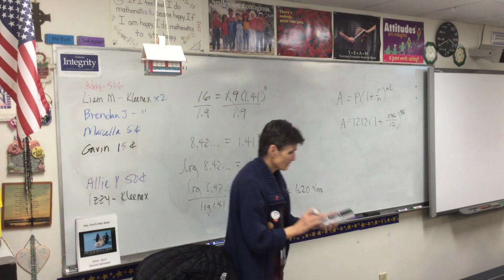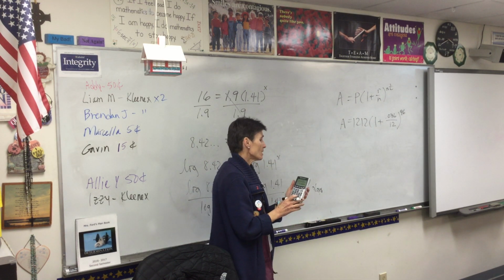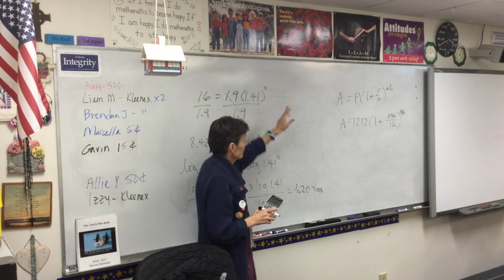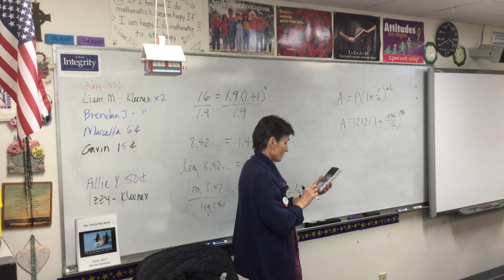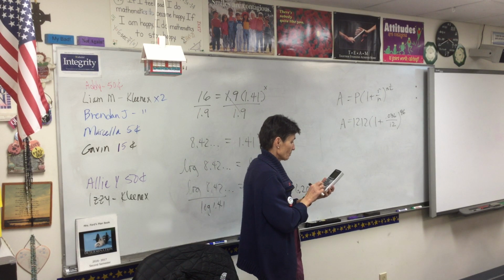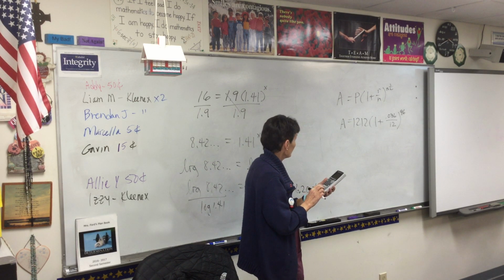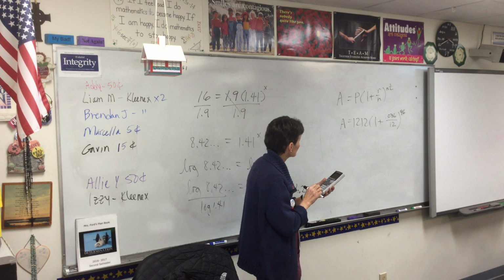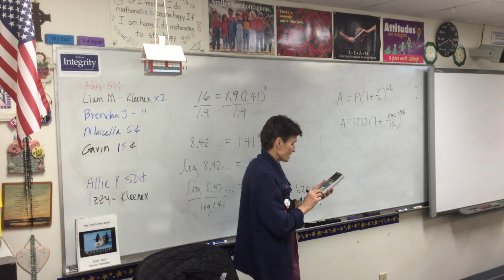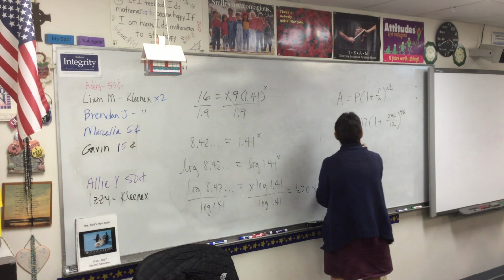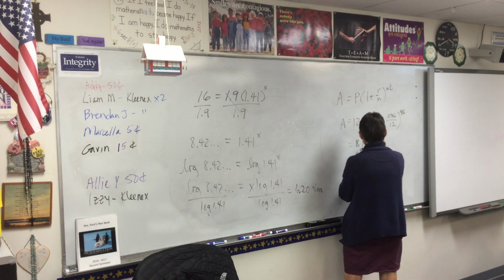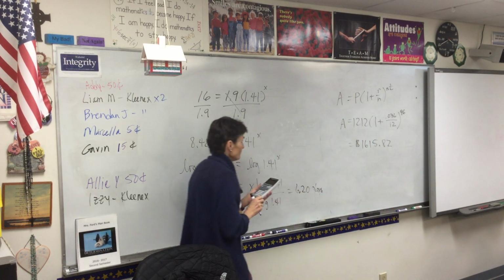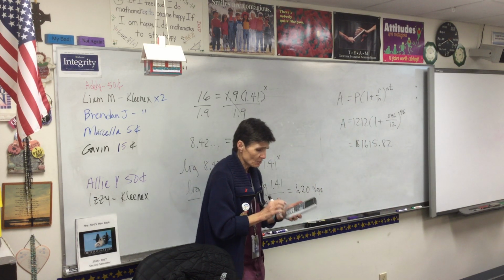Do I need logarithms? Heck no. I only need logarithms when this happens, right? That's just to type in. Just type it in: 1212, parentheses, 1 plus 0.036 divided by 12, close parentheses, raised to the 96. Just type it right in. And you're going to have $1,615.82.